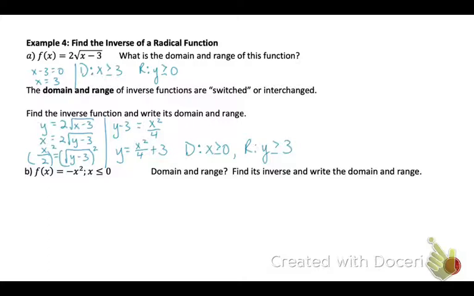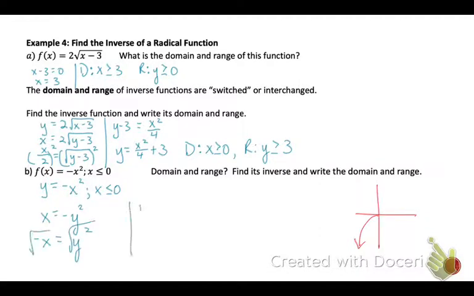Let's try another one. So now we have f of x equals negative x squared with a limited domain. So we're just focusing on the y values that are less than or equal to 0. So over to the right, I'm going to do just a quick little sketch of this graph. It will be reflected. So it's this part of our parabola. Now let's interchange our x's and y's, divide by negative 1, and then take the square root. So y equals the square root of negative x.